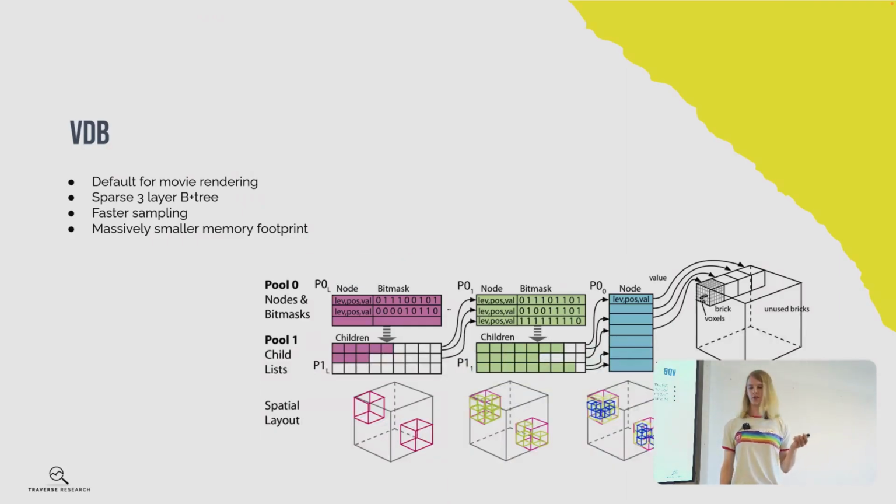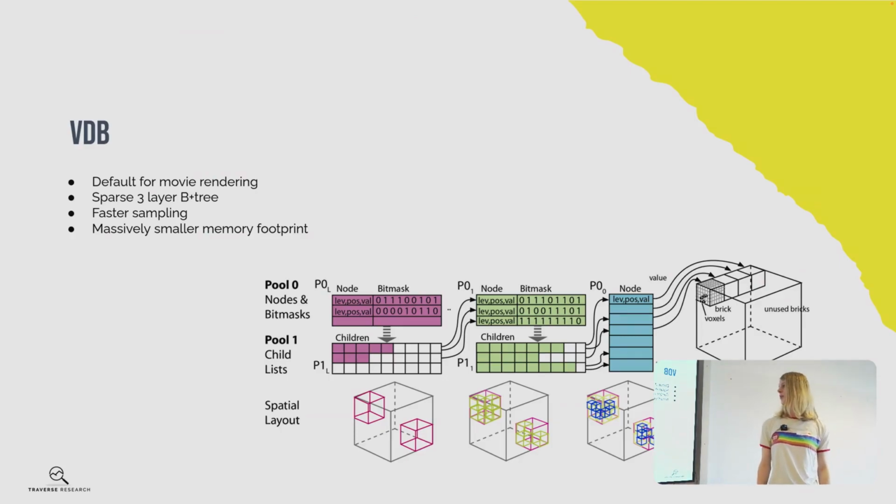So here we enter the world of VDB. This is a data structure developed, I'm quite sure, by Pixar or Disney, and has been a default in movie rendering for a while. So it's quite a lot more expensive than the techniques that I showed you with the textures and stuff. But for movie rendering, this is fine, because there they can have huge server farms with terabytes of RAM and render it that way.